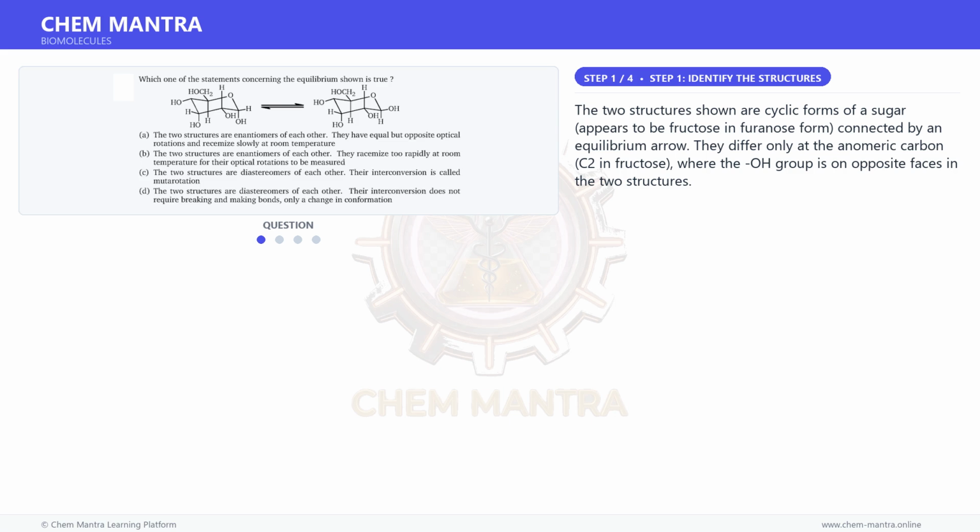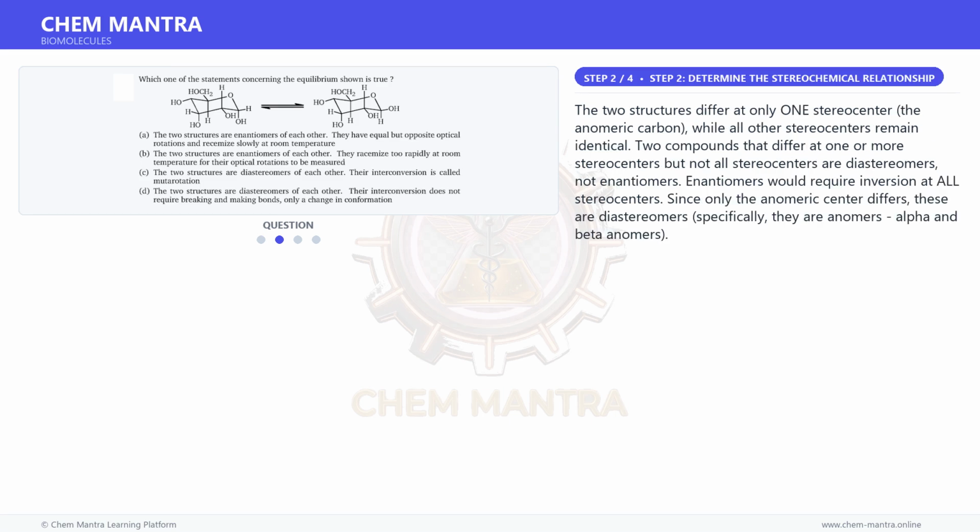equilibrium arrow. They differ only at the anomeric carbon, C2 in fructose, where the OH group is on opposite faces in the two structures. Moving on to the next step. The two structures differ at only one stereocenter, the anomeric carbon, while all other stereocenters remain identical.